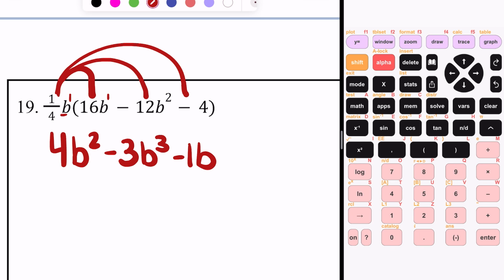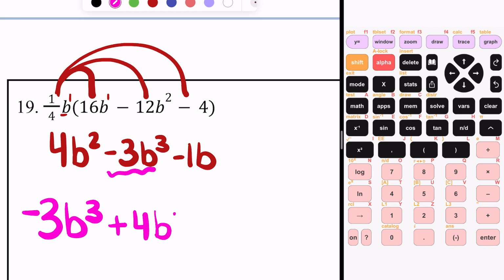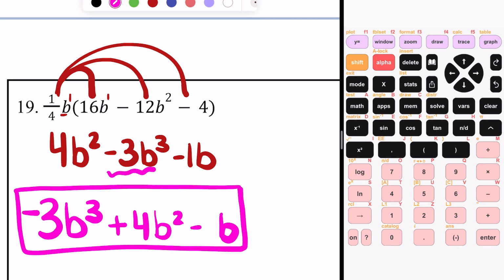You cannot just submit this answer. You have to write it in standard form, which right now it is not in standard form because this is the highest exponent, the 3. So you have to write that term first, but make sure you write negative 3b to the third. Then bring your positive 4b squared and your negative 1b. If this was multiple choice, they wouldn't even write the 1, they would just write b. You're not wrong if you write the 1, they just wouldn't do that. This is it in standard form.